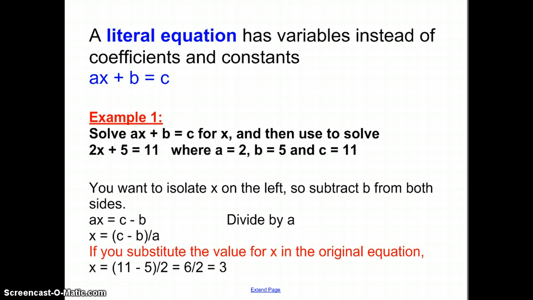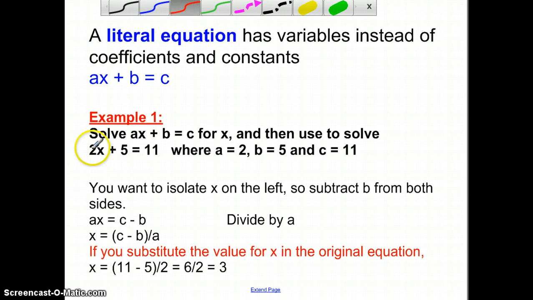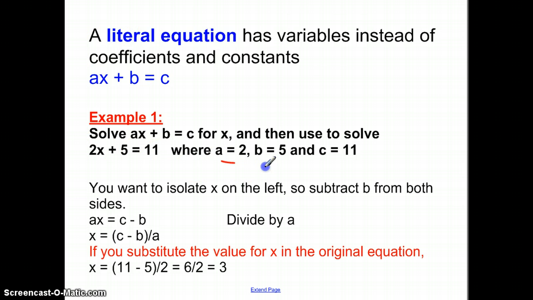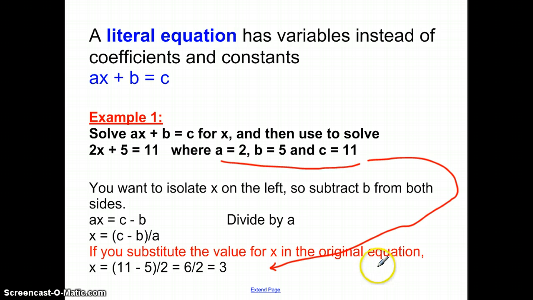To solve for x now, we substitute the values that we looked at in 2x plus 5 equals 11, and we take those and substitute them into the equation we just learned. So we're going to take these values here, and we're going to bring them down and substitute them in. So we get x equals (11 minus 5) divided by 2. That's 6 divided by 2, and that equals 3.